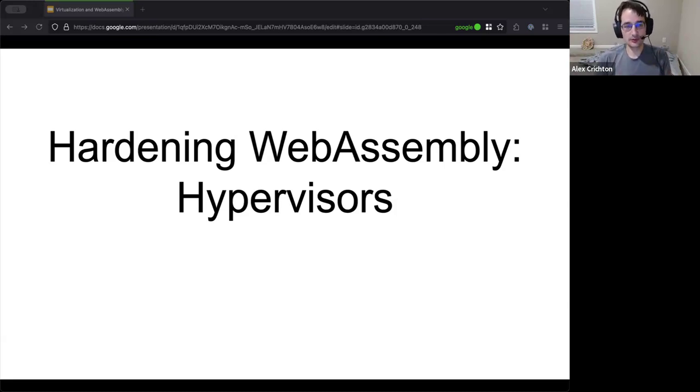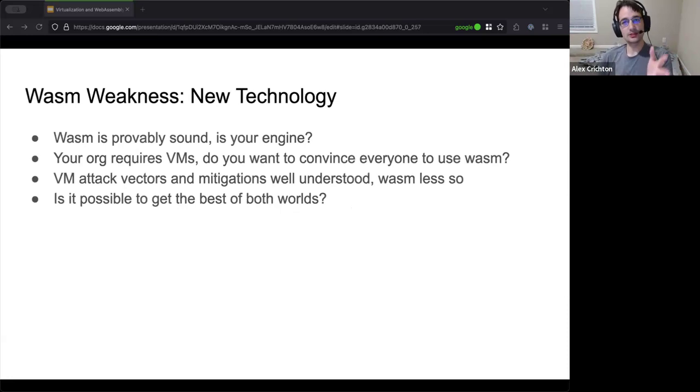So, all right, hypervisors. WebAssembly is a brand new technology. It is provably sound, and we don't have a reason to necessarily doubt that. But as I've been saying, your engine probably has bugs, just like your hypervisor probably has bugs. So we can't say that just because WASM is provably sound, I'm guaranteed to run untrusted code safely.